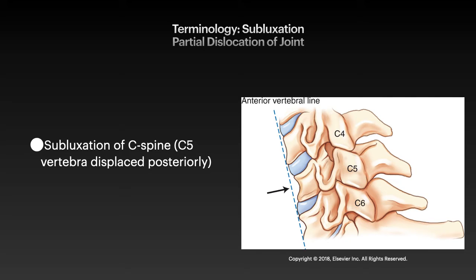On this slide, you have the subluxation, a partial dislocation of the joint. Subluxation of C-spine, C5 vertebra displaced posteriorly, but it's not a complete dislocation, so they call it a subluxation.